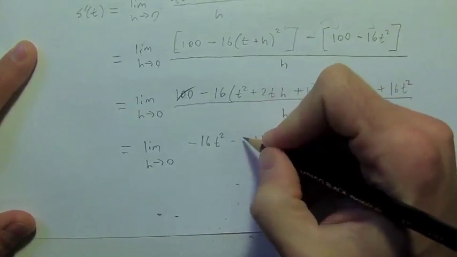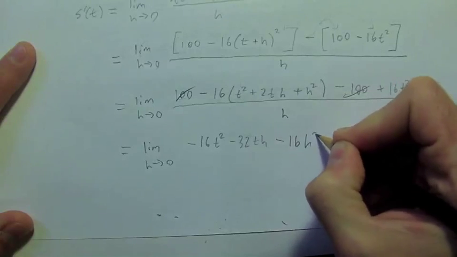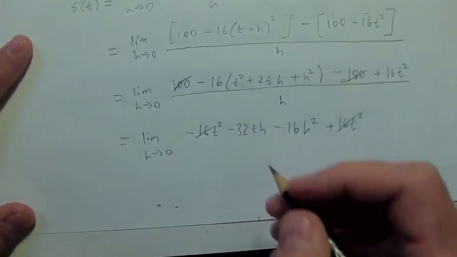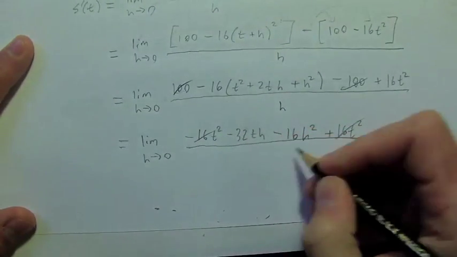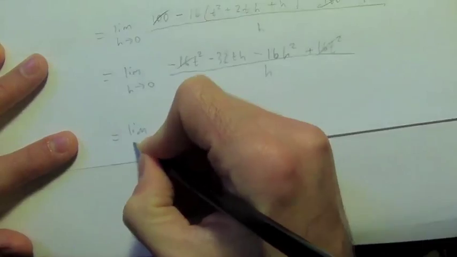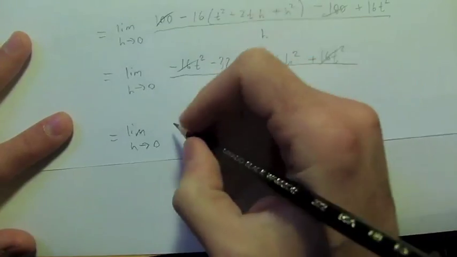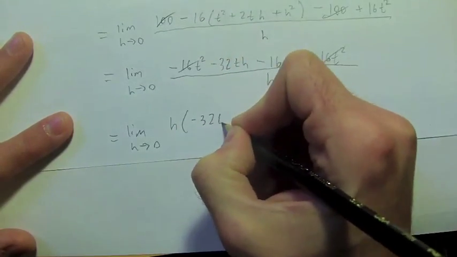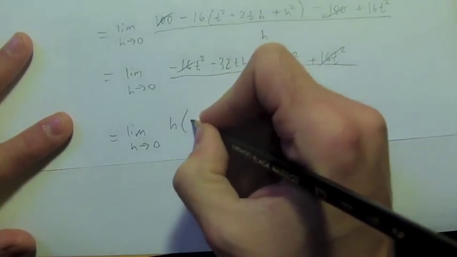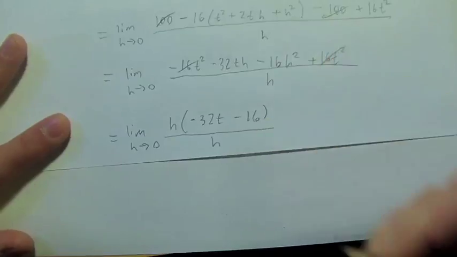You distribute these 16, so you get negative 32th minus 16h squared plus 16t squared, and check that out, the non-h terms vanish there. And we get that over h. And I'm going to go ahead and factor out the h in this step so that I get the limit as h goes to 0 of h times negative 32t, minus 16 all over h.